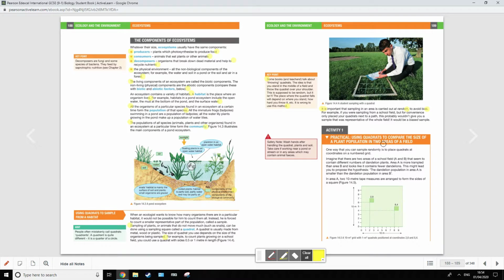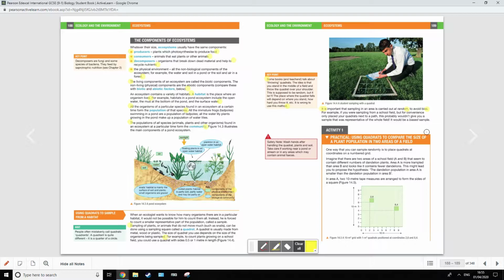Let's start reading. Practical: using quadrats to compare the size of a plant population in two areas of a field. If we didn't have this corona situation, we could have gone outside to do this, but instead we're going to learn about it from the book only.